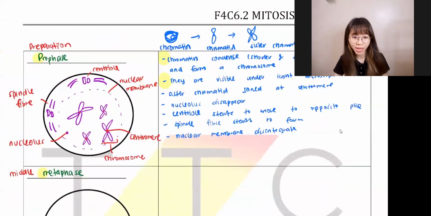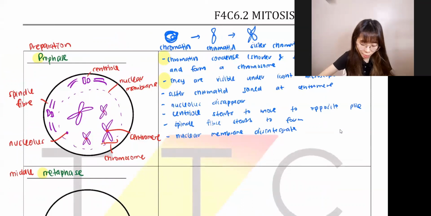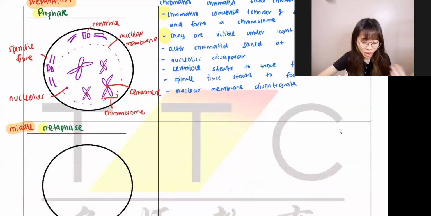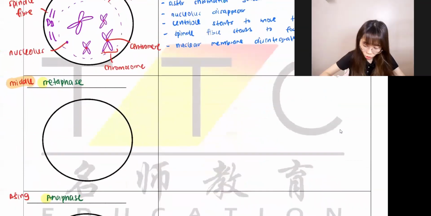Okay, so next we have metaphase. Just like I mentioned, metaphase means they are at the middle, right? So right now we have to draw at the middle. Just now we said the centrioles will move to opposite pole. So we have to draw centrioles. Centrioles move to opposite pole already.